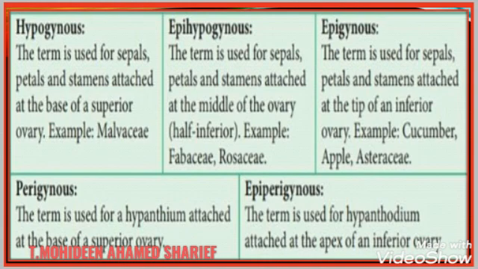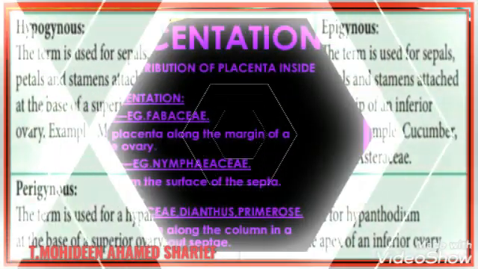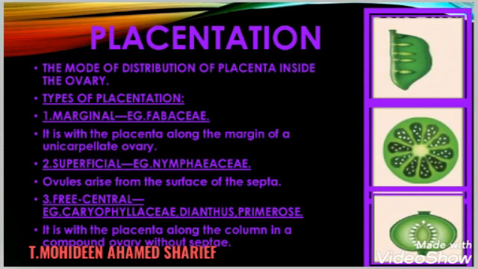Next one is free central. It is with the placentae along the column in a compound ovary without septa, example Caryophyllaceae, Dianthus and Primula. Axile. The placenta arises from the column in a compound ovary with septa, example hibiscus, tomato, lemon.